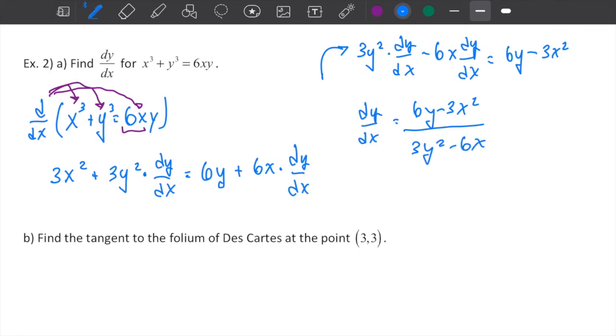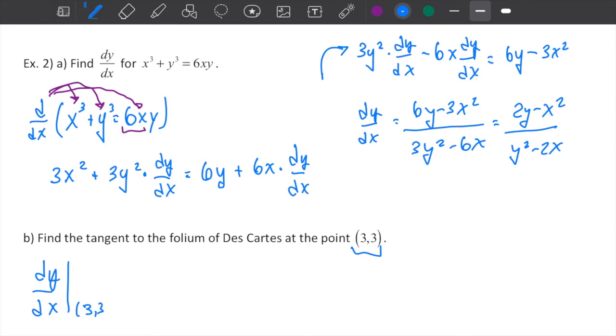And I notice that everything has a factor of 3, so this is equal to 2y subtract x squared divided by y squared subtract 2x. We have our derivative at some point in terms of both x and y. Next, let's find the tangent line to the folium of Descartes at the point (3, 3). We have our derivative above, dy/dx. We're going to evaluate at (3, 3).